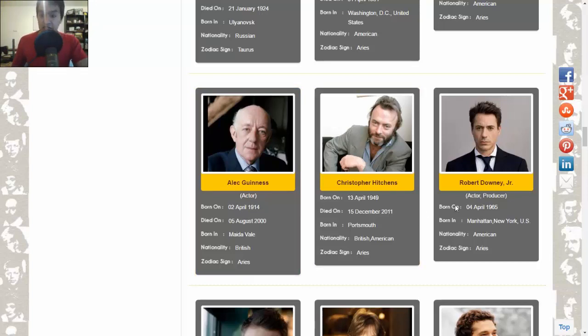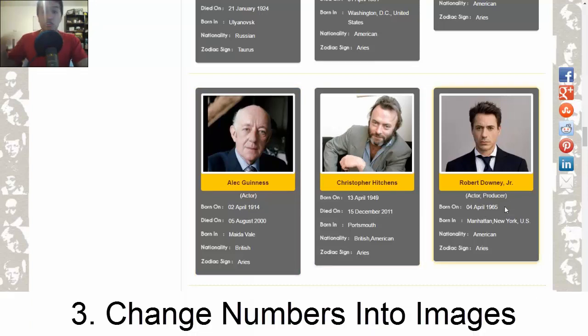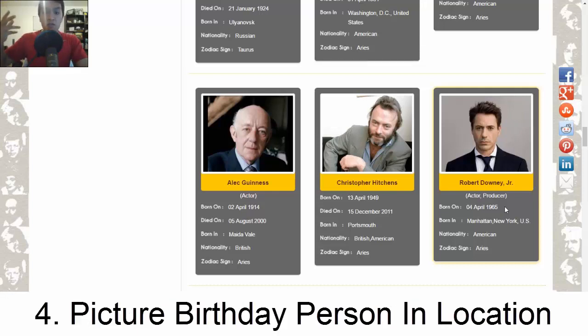Now the next step is just to change the numbers into your images and place them into the location. Then whoever the birthday is for, picture them in the same location with the images for the numbers. It might seem a little bit confusing, but let me do an example to show you.